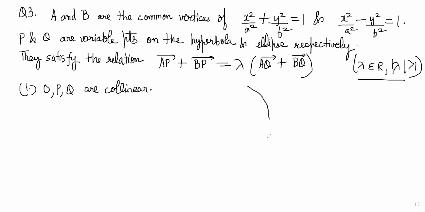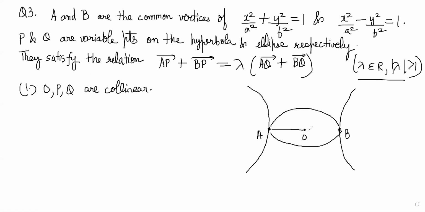So the figure looks somewhat like this. There is a hyperbola here. The vertex of the hyperbola is A and B. And the vertices are shared with an ellipse. So there is an ellipse here in the middle like this. And O is the center. Now, what we have is 2 points P and Q. P is on the hyperbola and Q is on the ellipse. So let's say P is here and Q is here.